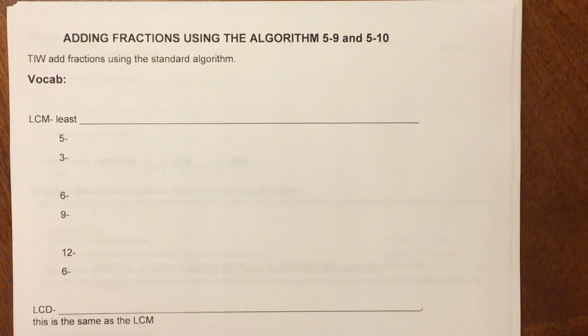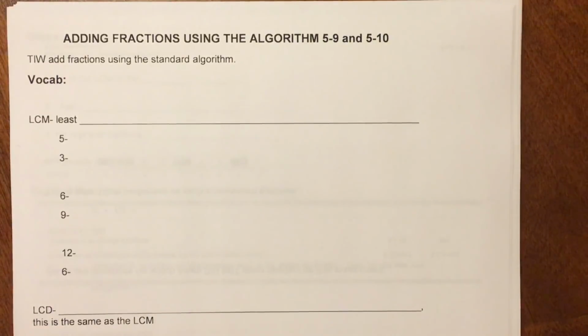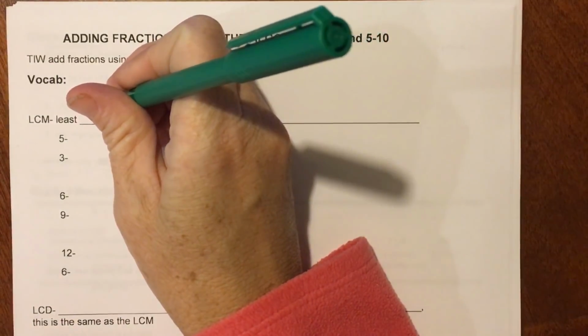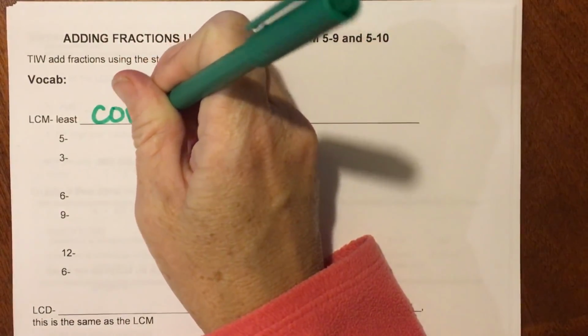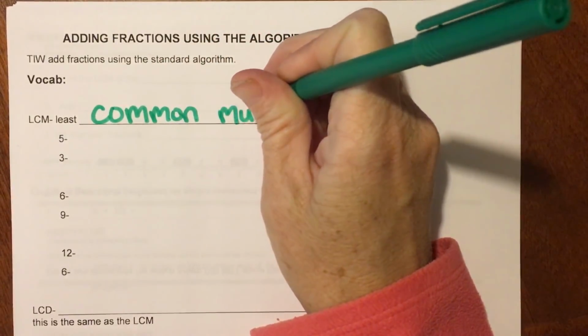Okay, we do have some new vocab this week. Our first vocab is called the LCM. Okay, the LCM stands for something called the least common multiple.